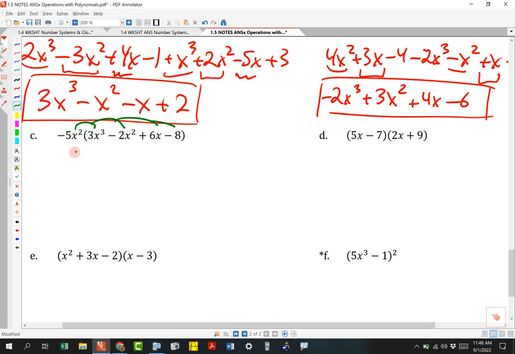We're just going to distribute the negative 5x squared through, so we're going to get a negative 15 for the coefficient, x to the fifth, positive 10 for the coefficient, x to the fourth. Same base, we're multiplying them together, so we add the exponents. Multiplying here, we get negative 30 x to the third, and multiplying here, we get plus 40 x squared.